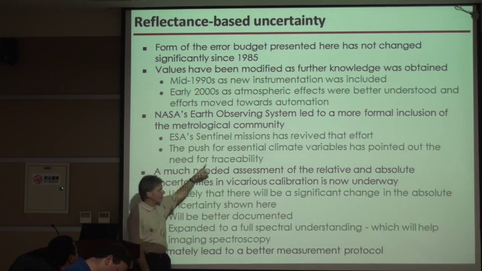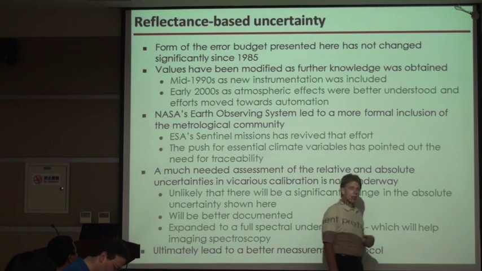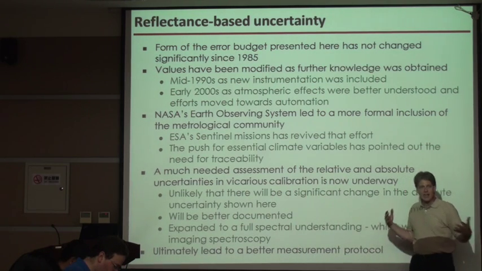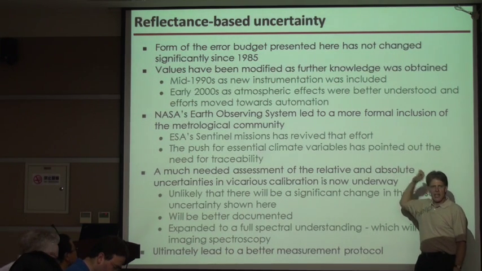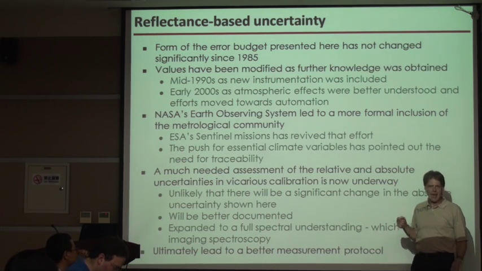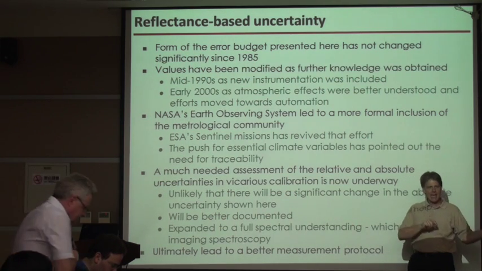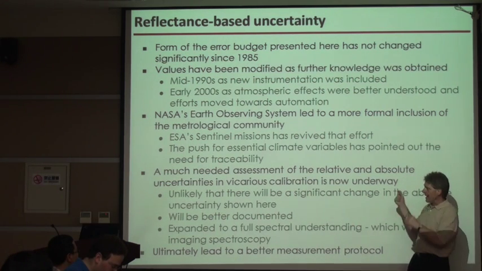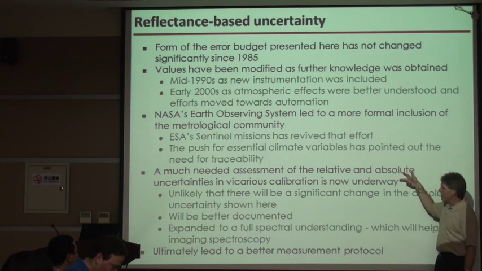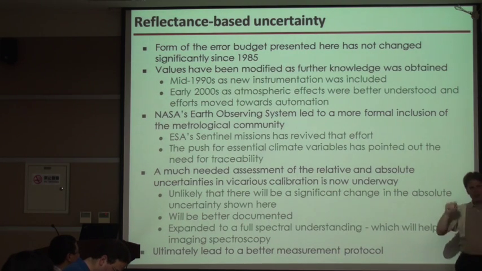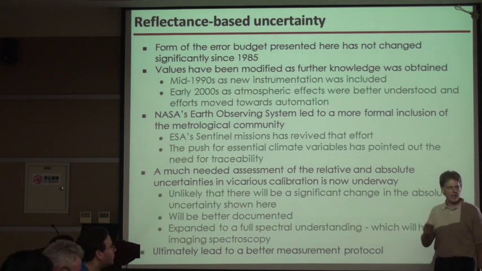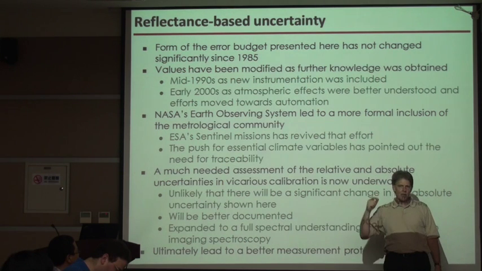And the push for the essential climate variables that ESA is pushing for, the United States is pushing for as well. China is active in trying to work towards these climate variables. That is going to force us to have better traceability, and that's going to force us to go back and forth between the NMIs, the metrology institutes, and the scientists. So we basically need to now take the vicarious calibration and redo the relative and absolute uncertainty analysis. And so one way to look at it is everything I showed you here is wrong. All of the numbers that I presented, all of the values that I assigned, are wrong.